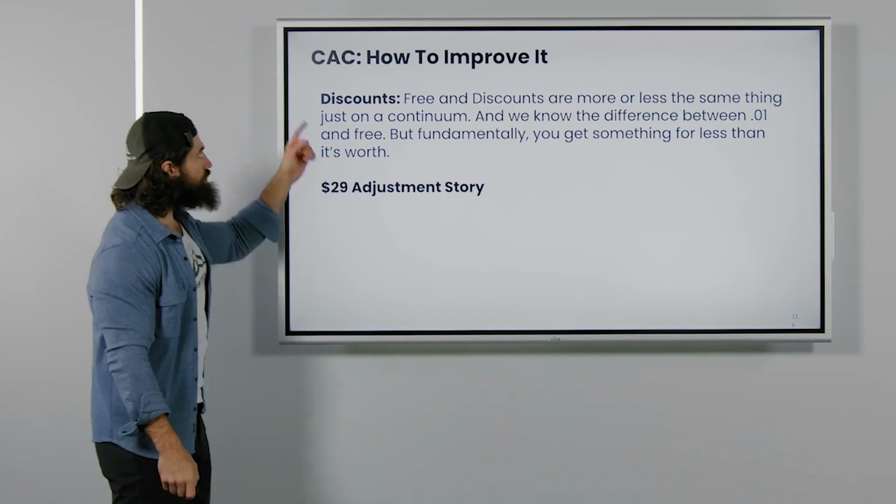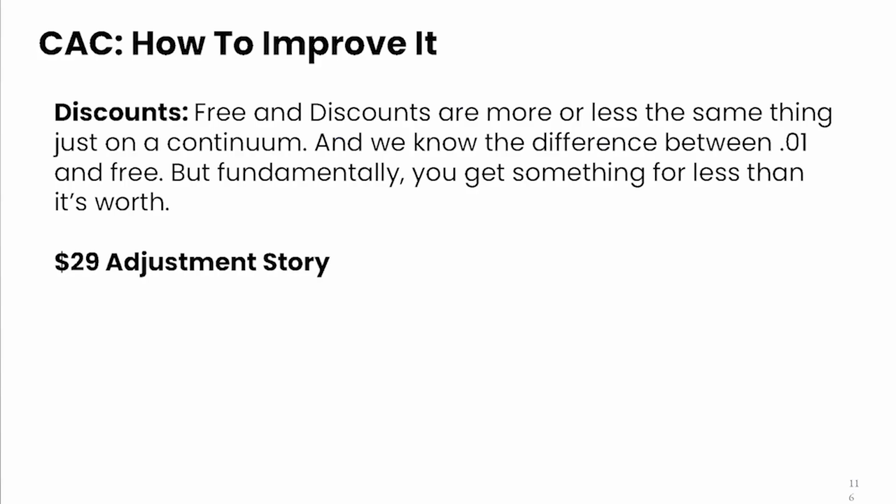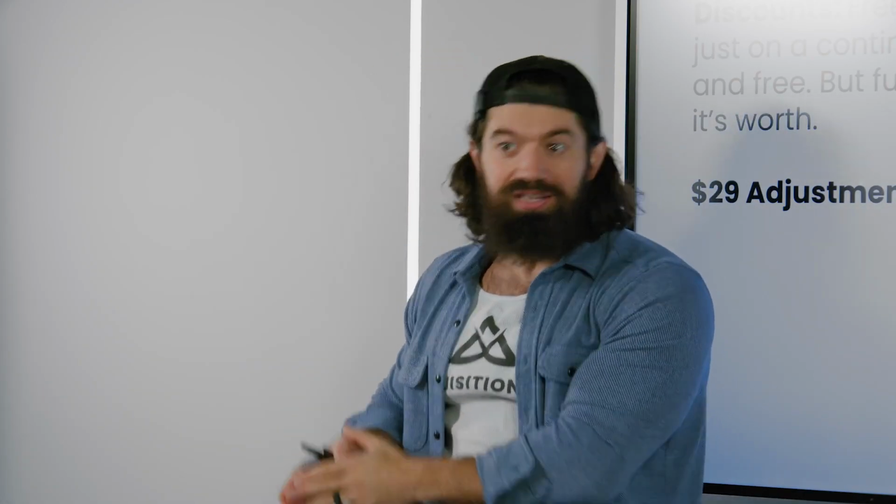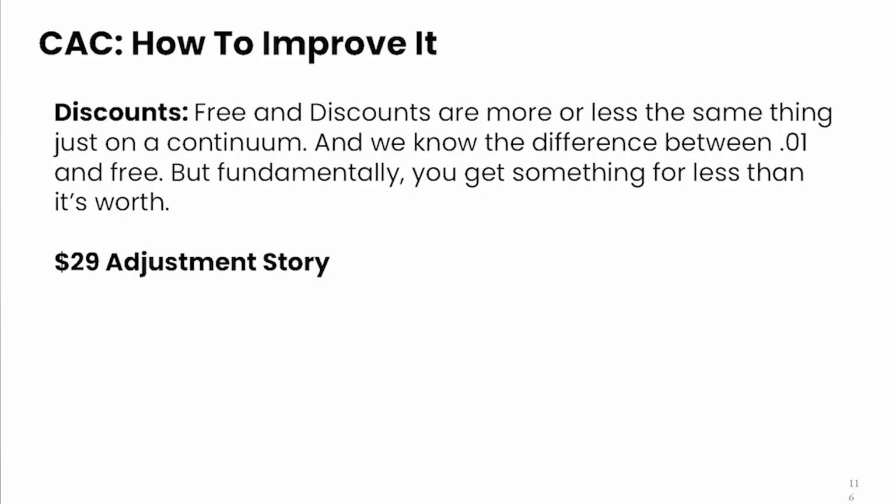All right. Next point in terms of how to improve CAC is, okay, so discounts and free. So these are more or less the same thing. I'm going to use these interchangeably throughout the book. They really just exist on a continuum. And so 100% discount is free. 99% discount is a discount. But fundamentally, it's just a continuum that this exists on. And so all the constructs I use in this book, if it says free, you can do it for $1. If it says $1, you can do it for $19. It works the same. All right. Fundamentally, you get something for less than it's worth, and the arbitrage between its value and what you get for it is the reason someone engages.